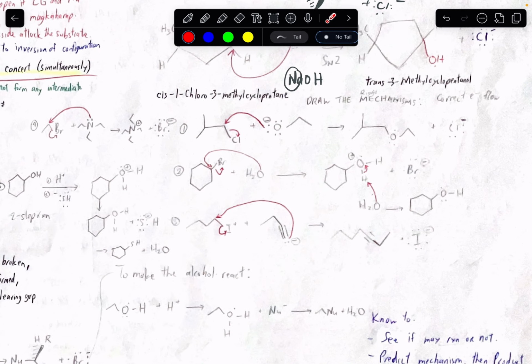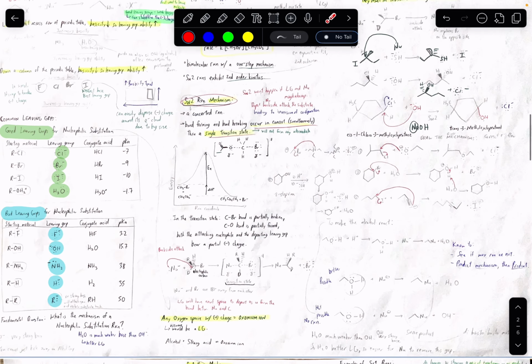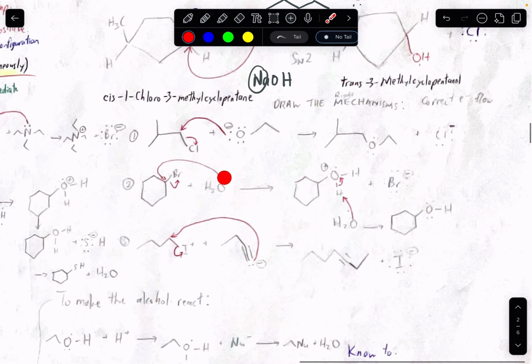For number 2, the nucleophile is water. A good nucleophile because it is. Oh wait, no. Good leaving group is water, right? Yeah, but here, water is not acting as a leaving group. It is the nucleophile.